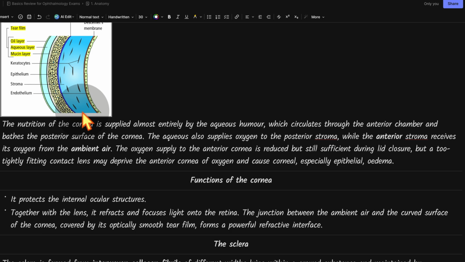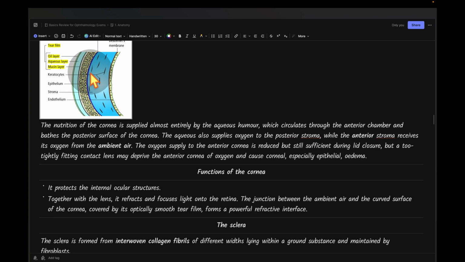When the eyelids are closed, the oxygen supply to the anterior cornea is reduced, but it is still sufficient during lid closure. It is decreased, but it is sufficient. But if you fit a tightly fitting contact lens over the cornea, it can compromise the oxygen supply to the anterior part of the cornea, and that can cause corneal, especially epithelial, edema.